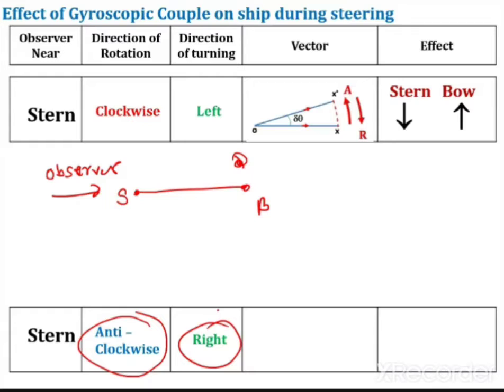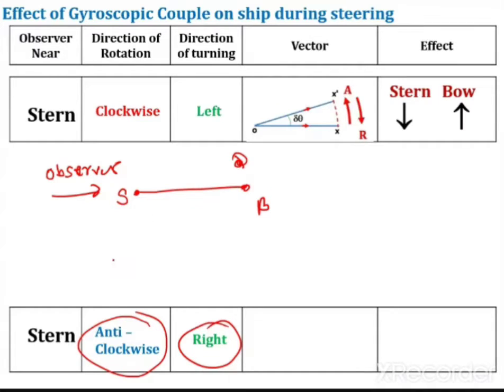Now, first of all, tell me how will you draw the arrow? Be fast. Anti-clockwise, stern, and right. Anybody? How will you draw the arrow? Towards the observer. Just remember this: clockwise will be away from the observer, anti-clockwise will be towards the observer.